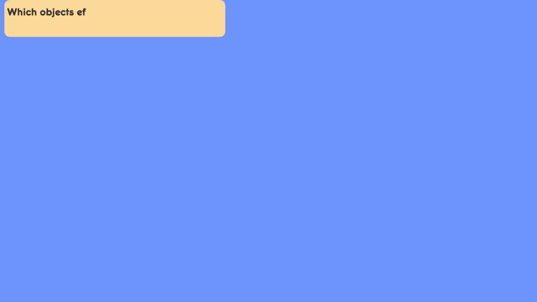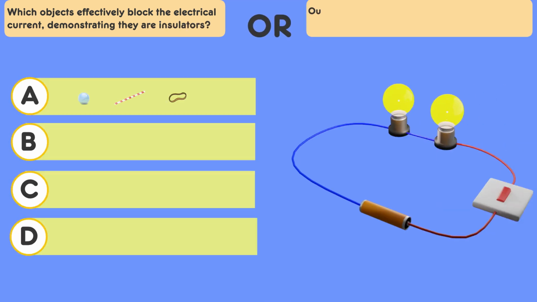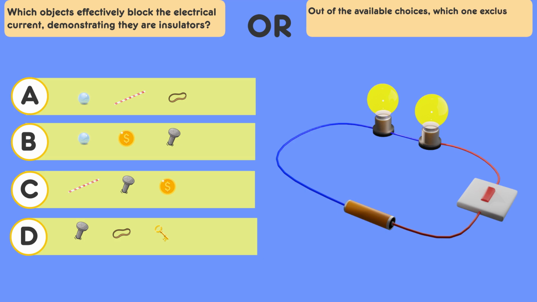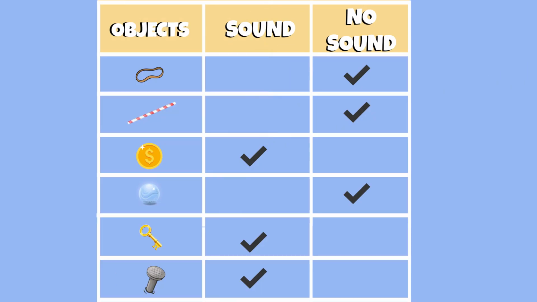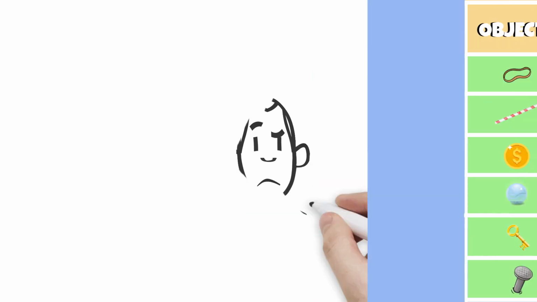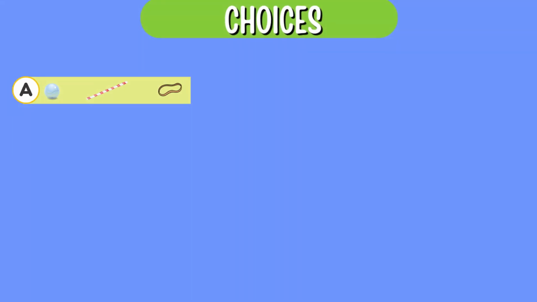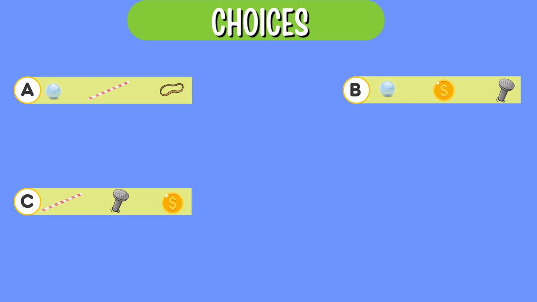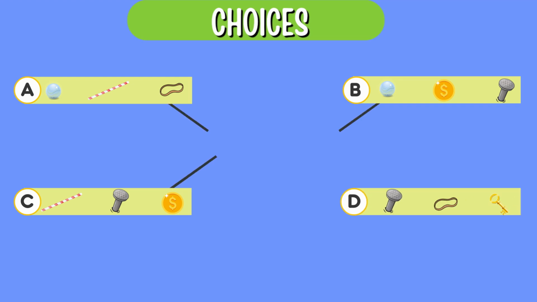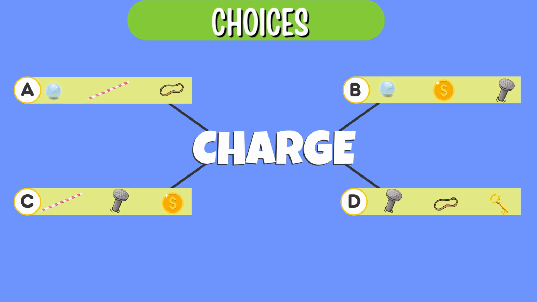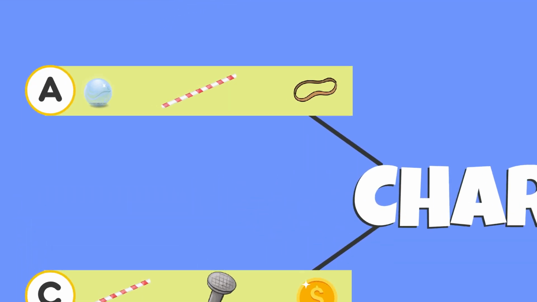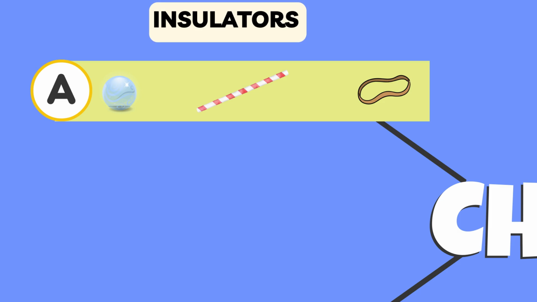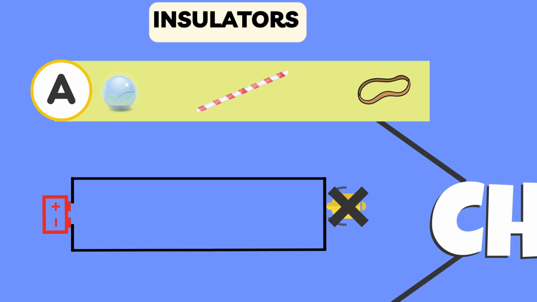Which objects effectively block the electrical current, demonstrating they're insulators? Or in other words, out of the available choices, which one exclusively lists objects that didn't trigger the buzzer sound? Given what you know about the materials, which ones are usually not conducive to electricity? With these questions in mind, look at every answer choice and select the option that correctly identifies all the insulators, guided by our CHARGE strategy. This means that every item listed in the answer choice needs to be an electrical insulator, which means when it was tested, it did not allow the buzzer to sound.